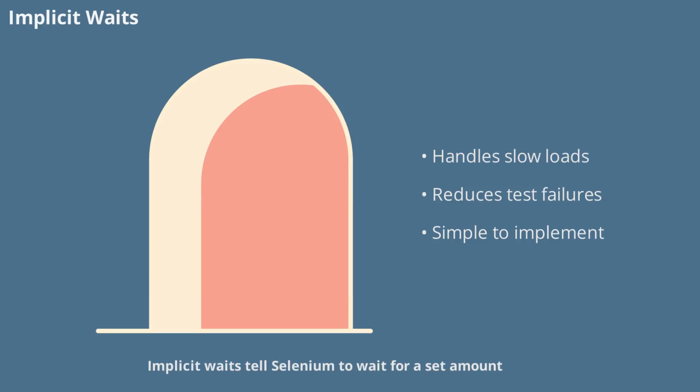Implicit waits tell Selenium to wait for a set amount of time when searching for elements before throwing an exception. This is useful when elements may take a moment to appear due to slow page loads or dynamic content. By setting an implicit wait, you give your tests a buffer to handle minor delays without failing prematurely.